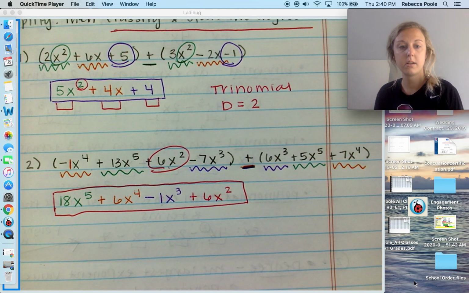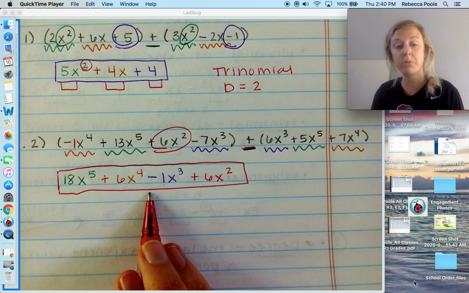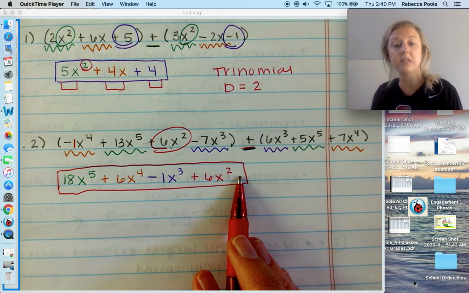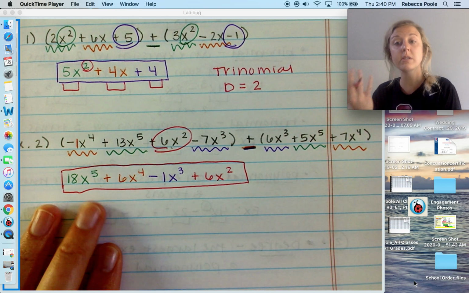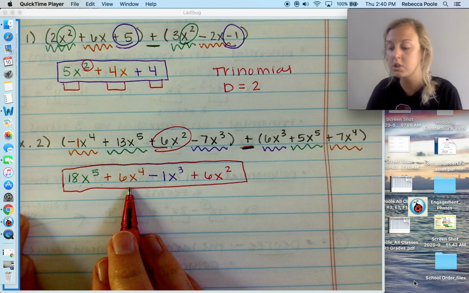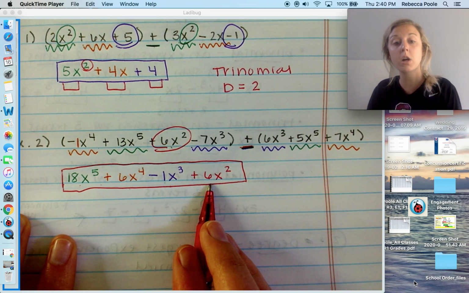Okay? So this is my simplified polynomial. We put it in standard form because it's in order from biggest x to smallest x. So now we just have to classify it. So if we're looking at this one, it has 1, 2, 3, 4 terms.